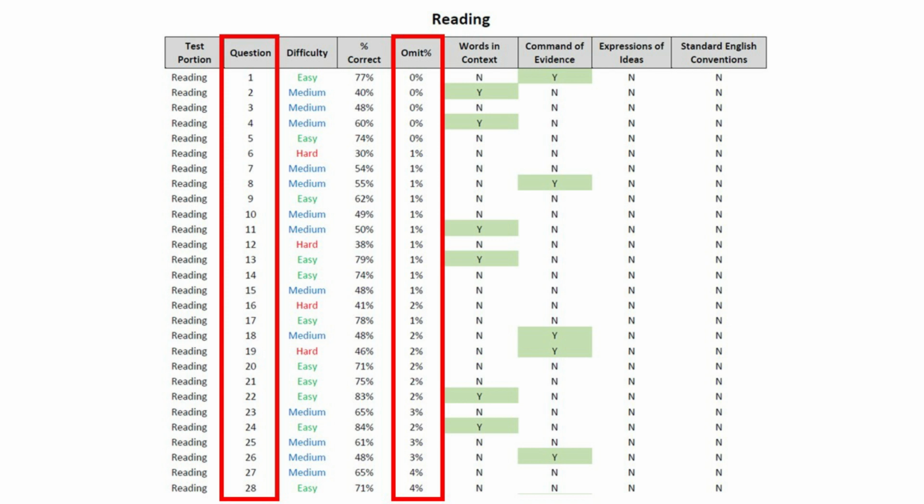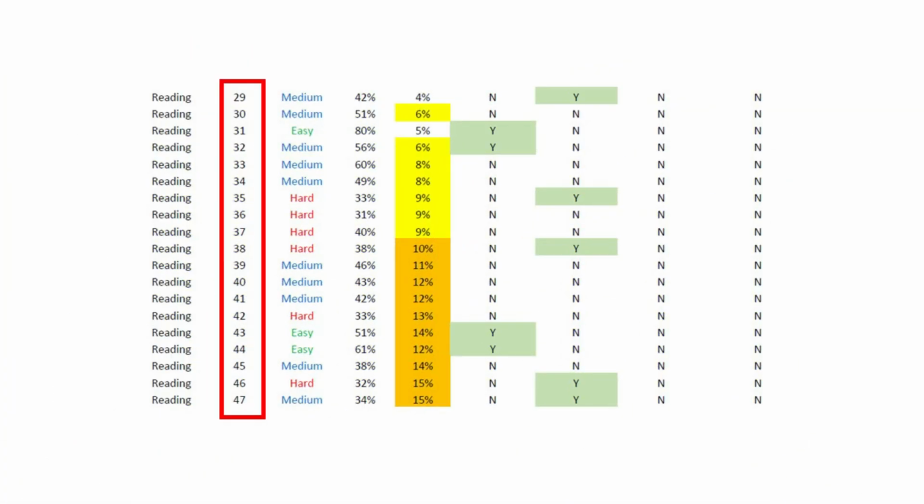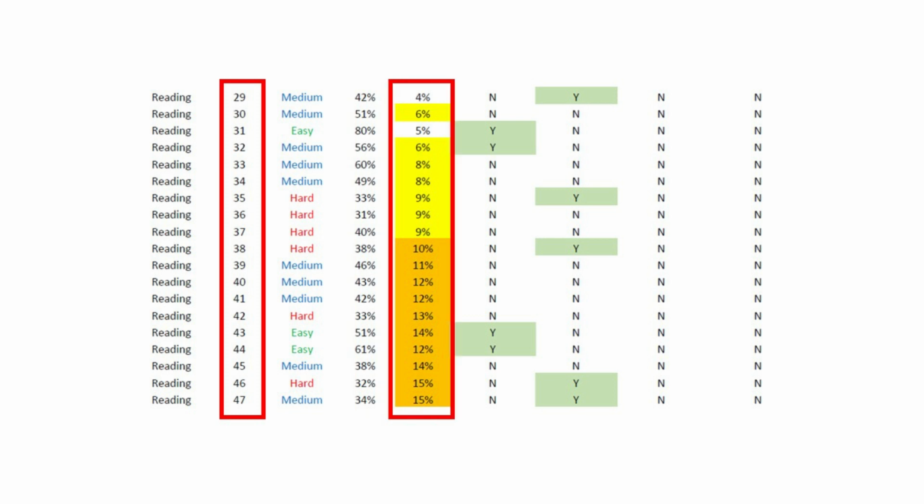This screenshot only shows response patterns for questions 1 through 28. Let's look at questions 29 through 47. There's mixed review of the answers selected correctly, but overall, they're scoring higher on the easy questions. Still, 5% of students left an easy question blank for question 31. Look at questions 43 and 44. They were easy too, but even more students left those blank.